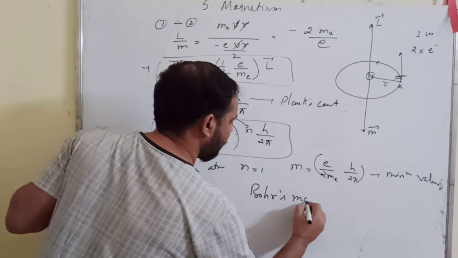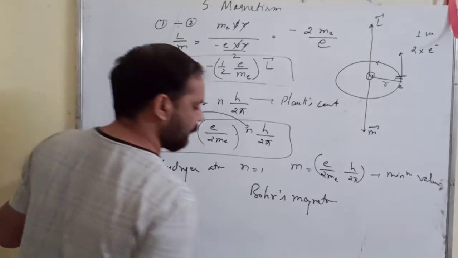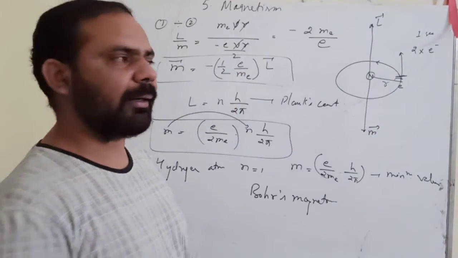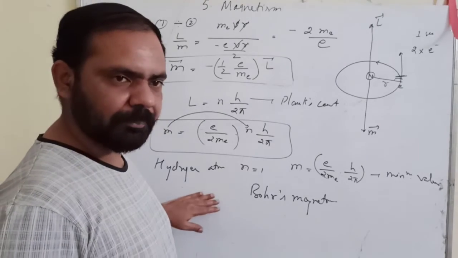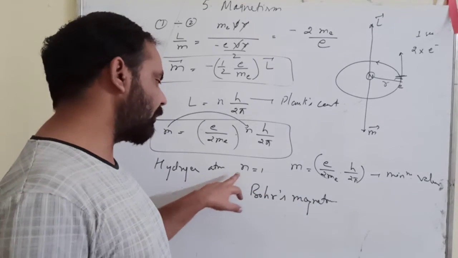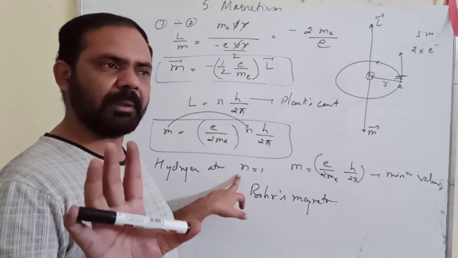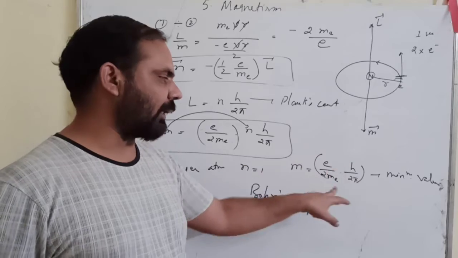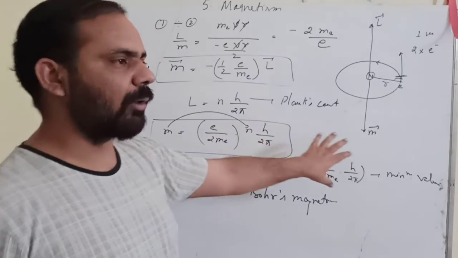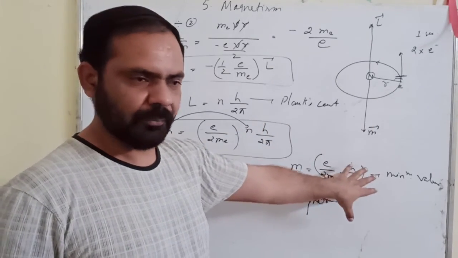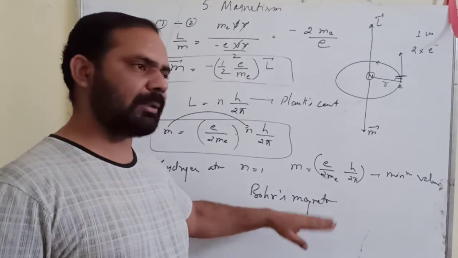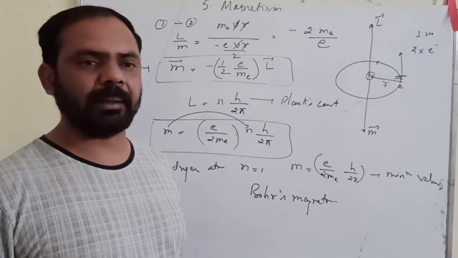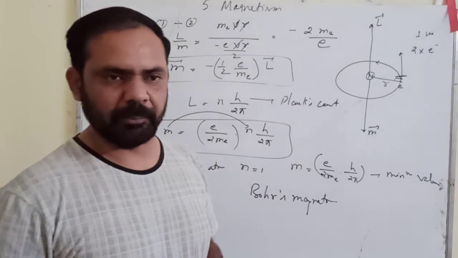Bohr's magneton is the magnetic dipole moment for the hydrogen atom. For the hydrogen atom there is only one shell, the first shell, so n equals 1. You put n equals 1, and that will be the minimum value of dipole moment for any atom. This atom with minimum dipole moment is called Bohr's magneton, which is nothing but your hydrogen atom only.